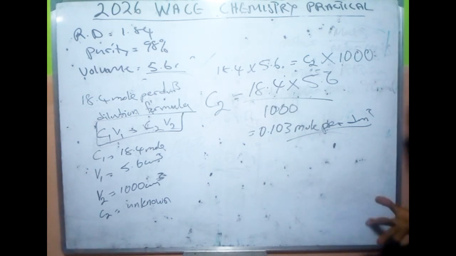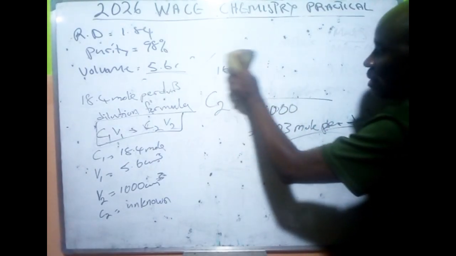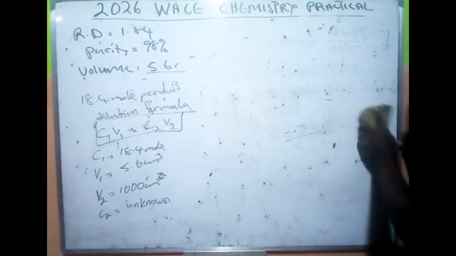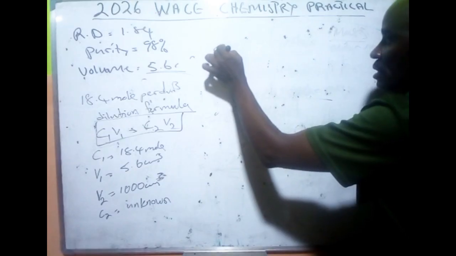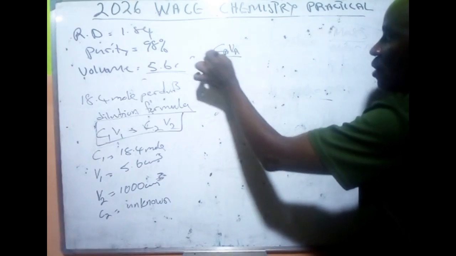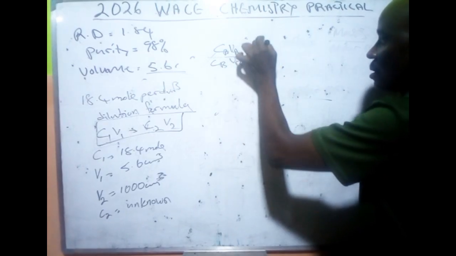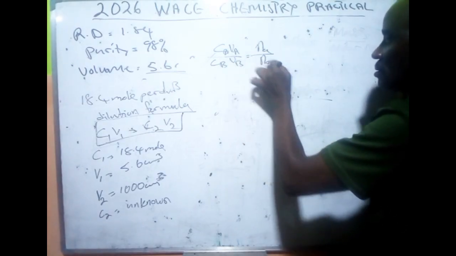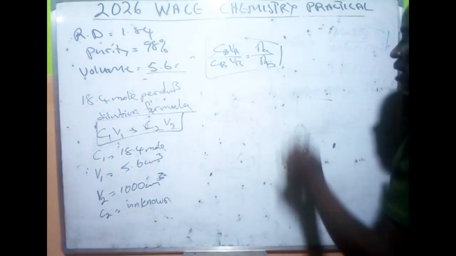So now, how do we get the other one? The volume of the acid that will react with the base. Actually, I will be giving you one of the ways of doing this. One of the methods of doing this, we can use our formula CaVa all over CbVb, and then the mole ratio. This is the mole ratio. This is the formula we can use for that.